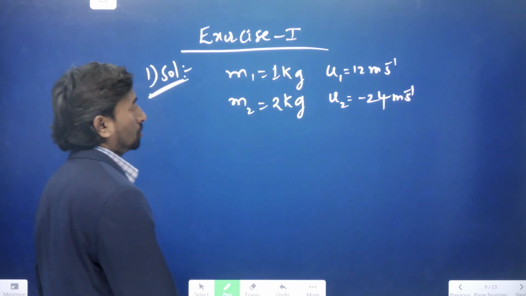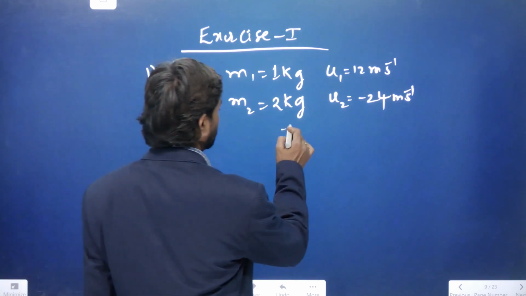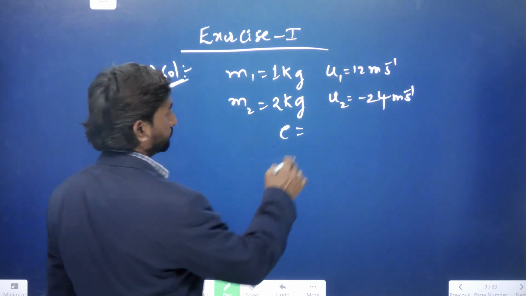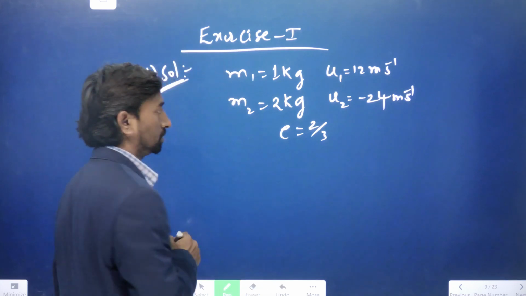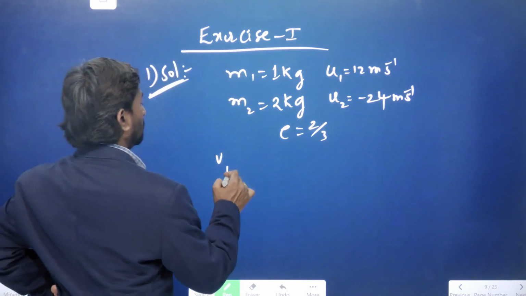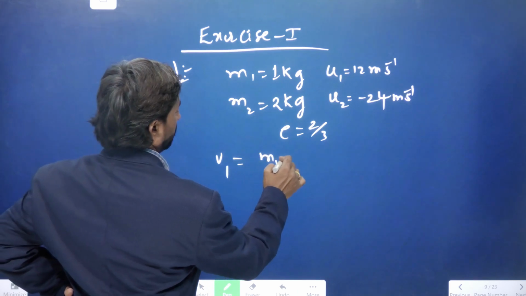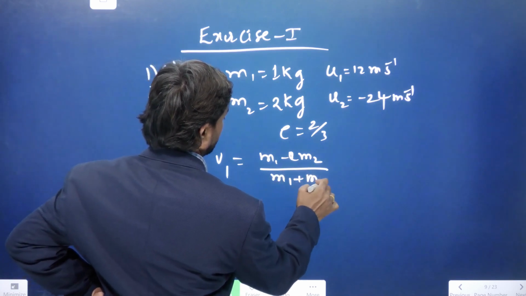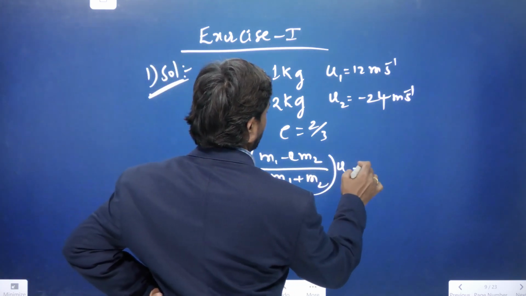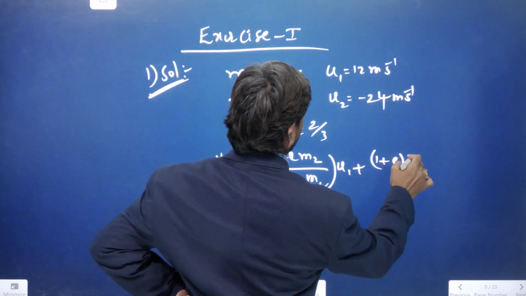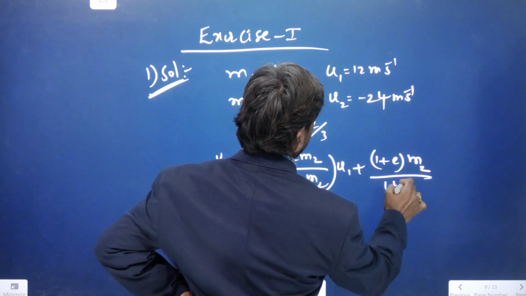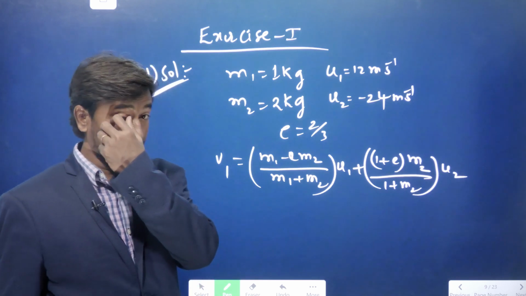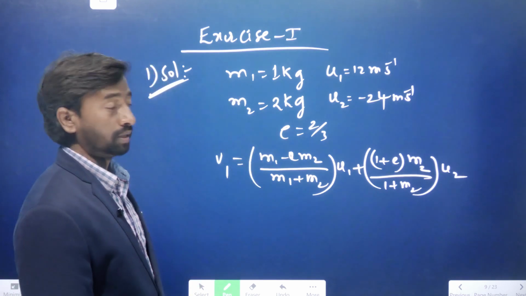Then the coefficient of restitution is 2 by 3. So we got the equation just now. What is the equation we got? v1 equals (m1 minus e m2) divided by (m1 plus m2) into u1, plus (1 plus e) m2 divided by (m1 plus m2) into u2. We have written it just now. In the same procedure we will approach it and get the answer.